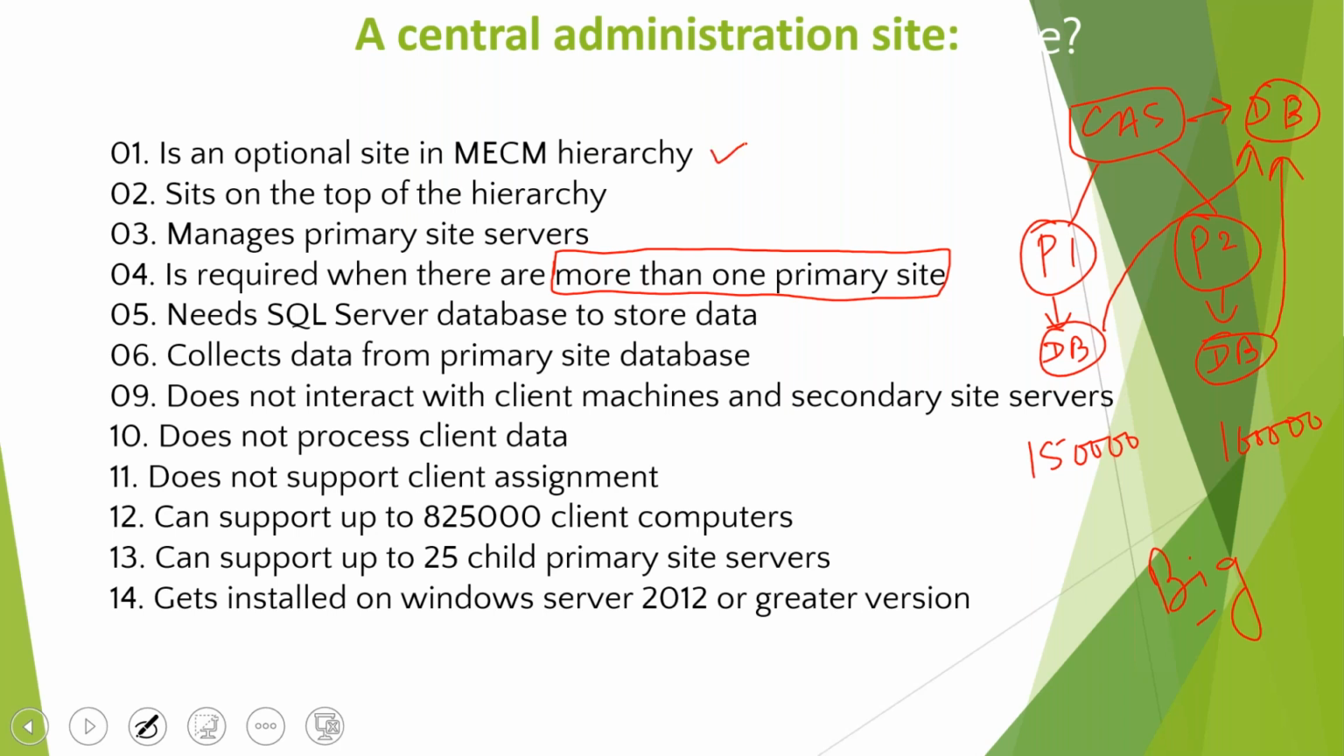This is an optional site server, because if you just have one single primary site, then you don't need a CAS. CAS is needed when you have more than one primary site. So it sits on the top of the hierarchy. As you see, it is always on the top. Central will be on the top, then you have primary, then secondary.